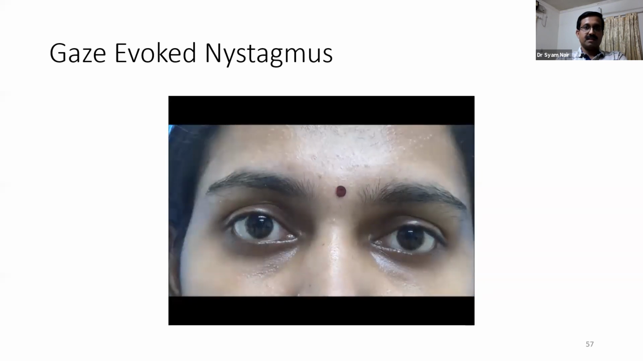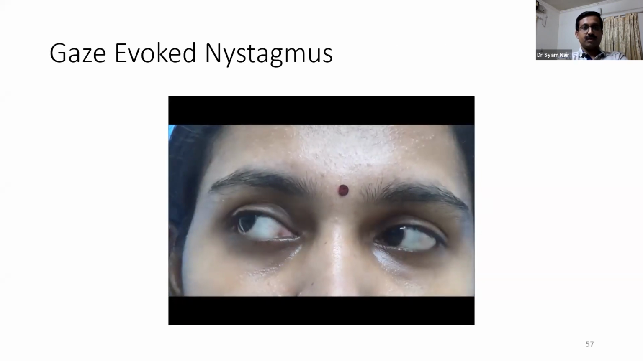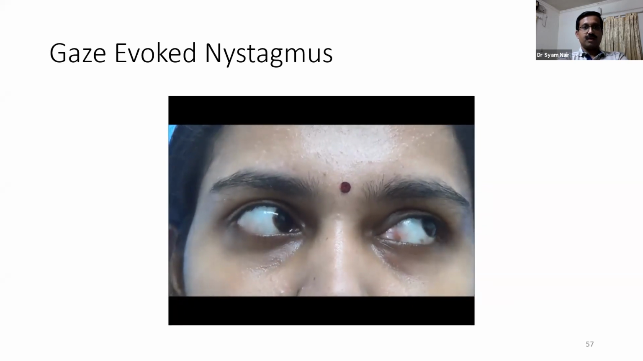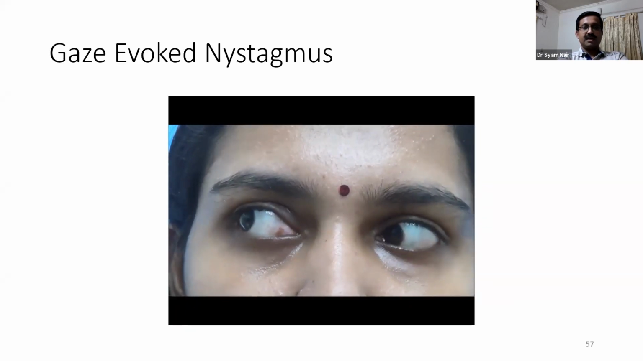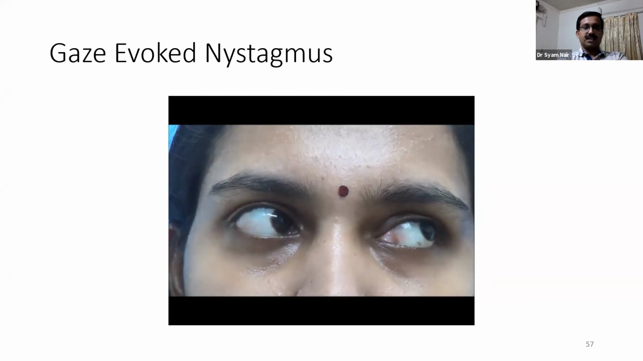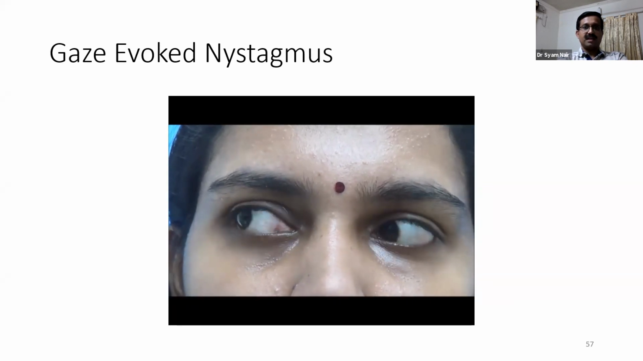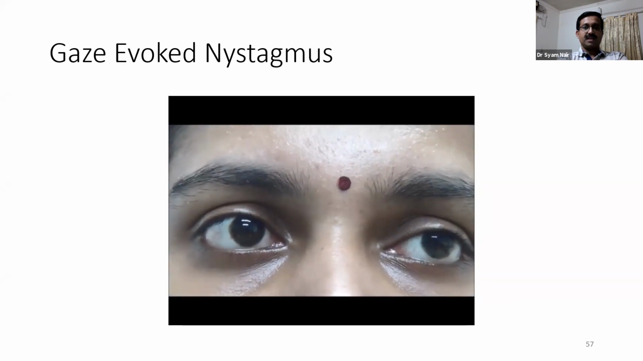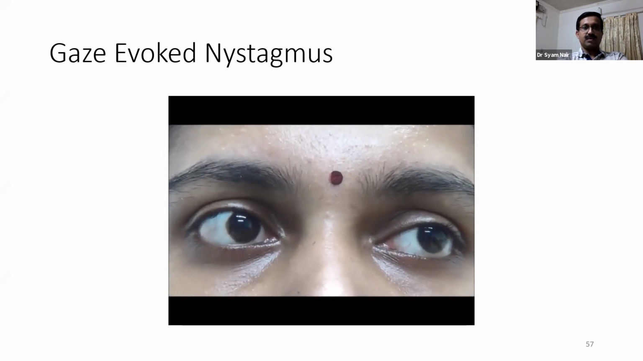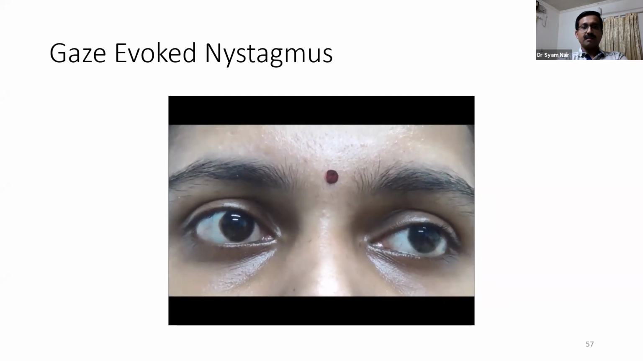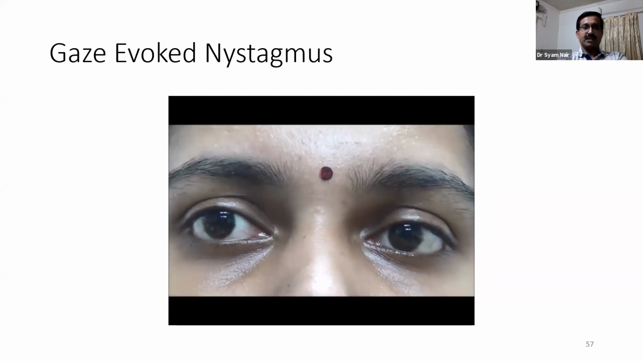This demonstrates the typical gaze-evoked nystagmus. You can see that on looking to the left side, it is beating towards the left side, and looking to the right side, it is beating towards the right side. Nystagmus has got a fast component as well as a slow component. When she is looking to the right side, the fast component is towards the right side. When she is looking towards the left side, the fast component is towards the left. There's a fast component which is towards the direction of gaze, and there's a centripetal slow component.